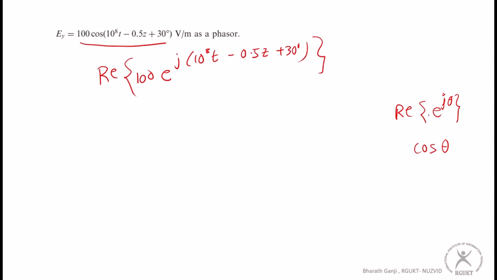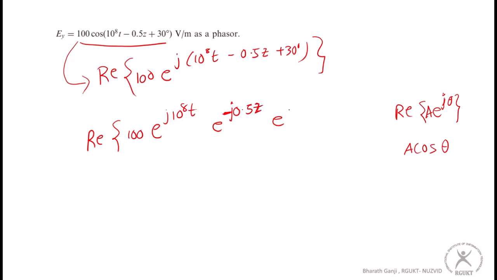So I'm using the same phenomenon here. Okay. So if I have a constant, say for example a times of e power j theta, I get a cos theta. So I did the same trick here. So it is written like this: real part of. From this, we need to separate the time variation. So I can write this as real part of 100 times of e power j into 10 to the power of 8 t, and e power minus j into 0.5z, and e power j times of 30 degrees.